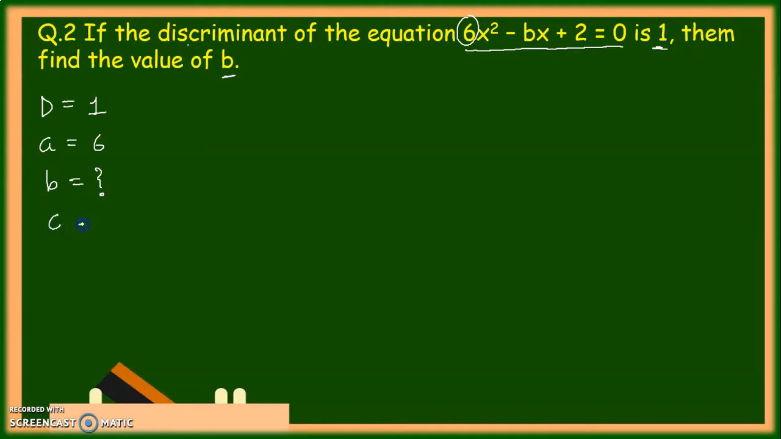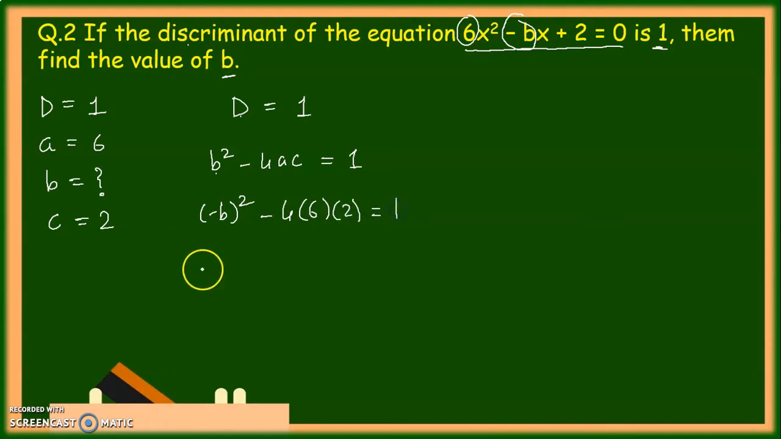And c, that is the constant term, is given 2. So if you use the formula, here the value of d is given, d equal to 1. So here in place of d we can write b square minus 4ac is equal to 1. Here b is the coefficient of x, that is what we need to find, minus 4, a is given 6 and c is given 2, is equal to 1.